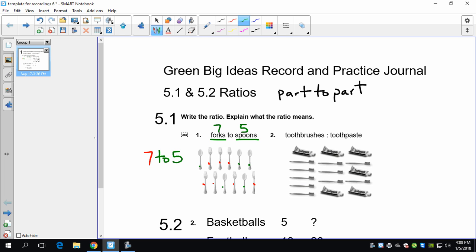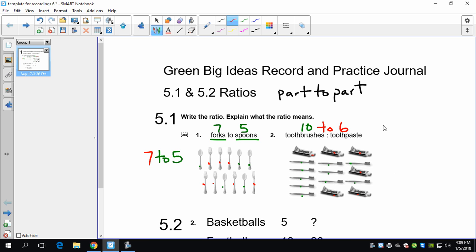For number 2 in your Record and Practice Journal, we've got toothbrushes to toothpaste. Again, simply count them up. We have 10 toothbrushes, and we have 6 for the toothpaste. So our ratio would be 10 to 6. Again, it's got to be toothbrushes first, toothpaste second.